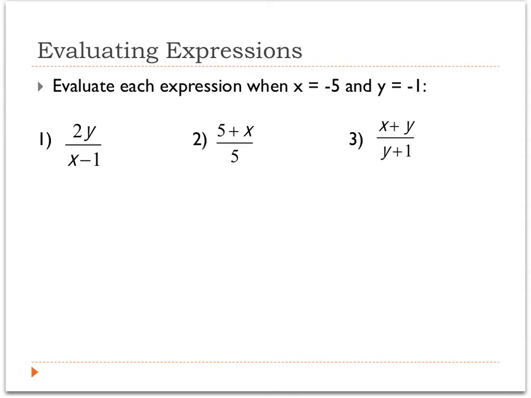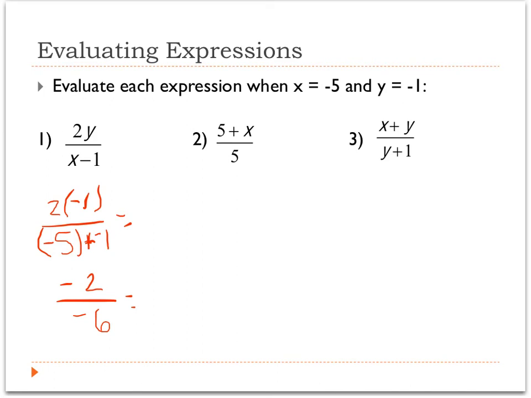So in our first example, we're going to simplify 2y divided by x minus 1. So I'm going to plug in for y, I know that's -1. I'm going to divide that by, I know that x is -5, minus 1. So in simplifying that, 2y means 2 times y, so 2 times the -1 would be -2. And then -5 minus 1 more, I'm going to add the opposite. So then -5 plus a -1 would be -6.